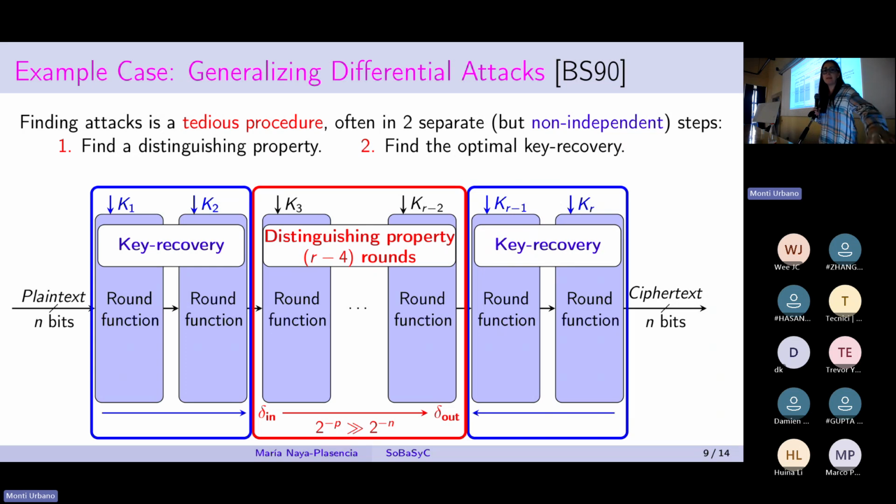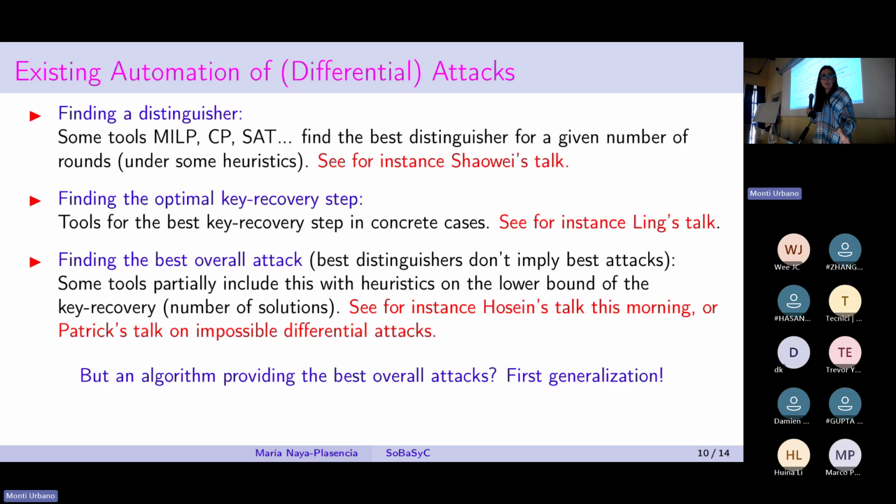So what happens most of the time is that there are tools that can find some good distinguishing properties, and then in another way, we extend it with a key recovery phase. So let's see what exists now regarding automation of differential attacks. There's the part of finding a distinguisher that I said before. There are a lot of tools that exist using MILP or CP or SAT solvers that find the best distinguishers for a given number of rounds under some heuristics.